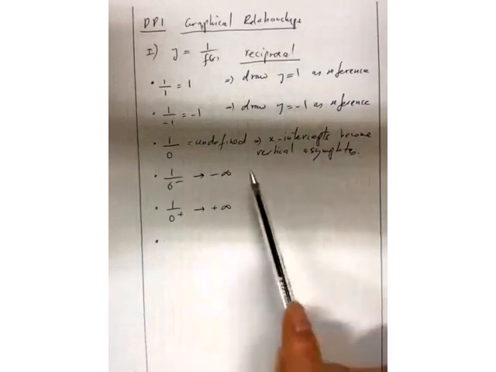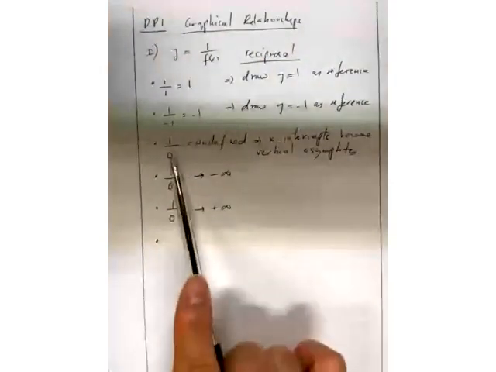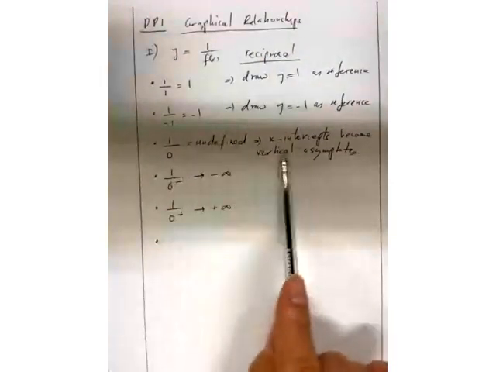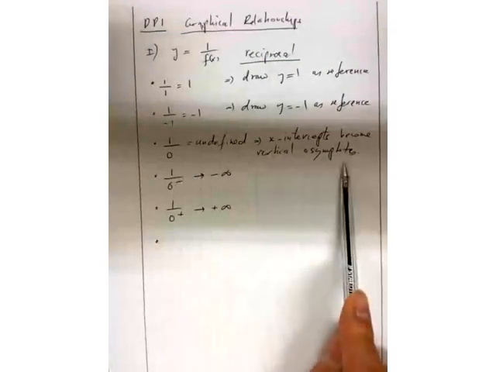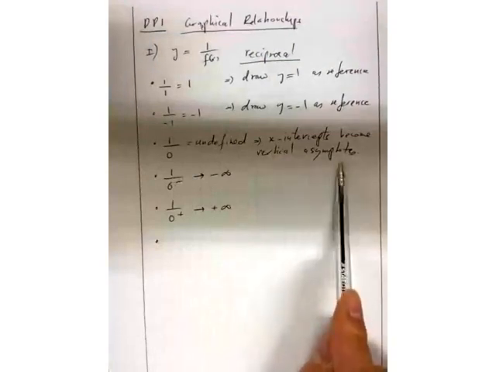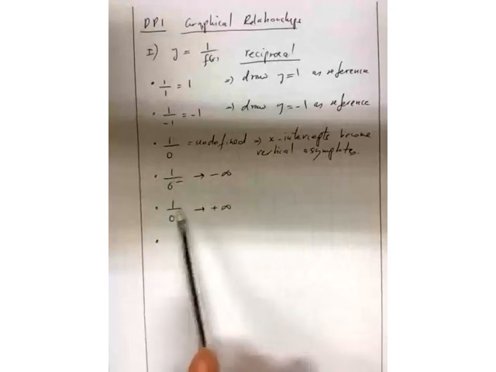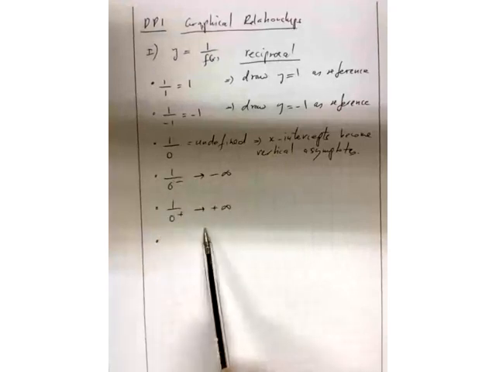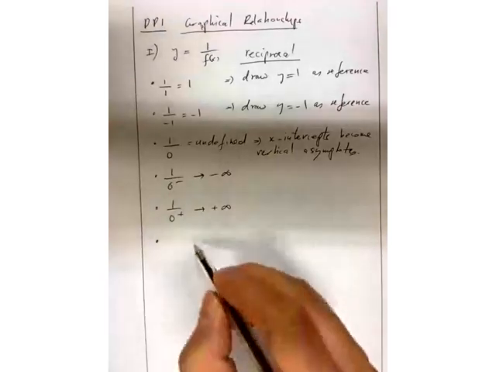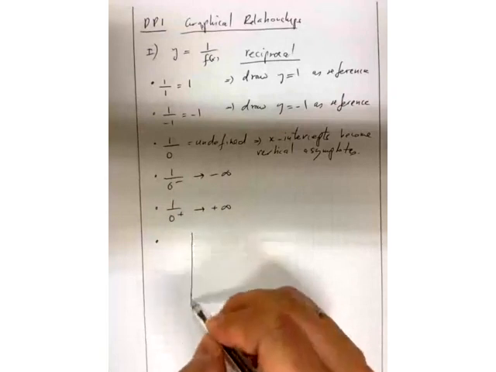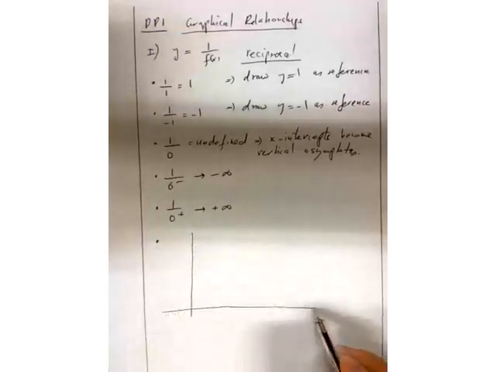Excuse the bell in the background there. 1 over 0 is undefined, so the x-intercepts become the vertical asymptotes, and I'll explain what an asymptote is in a second as well. 1 over negative 0 approaches negative infinity. 1 over positive infinity approaches positive infinity. So what's an example? I think this is 2008 HSC.